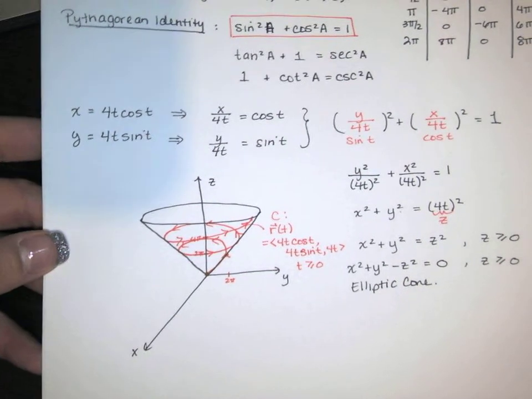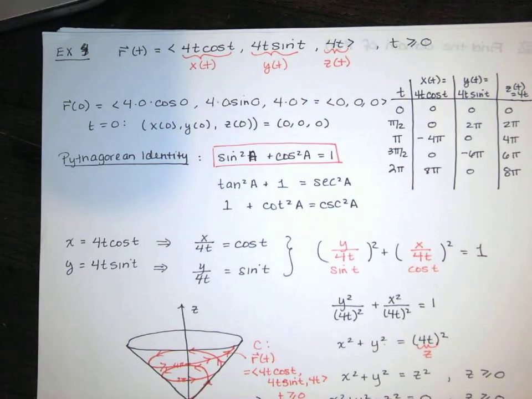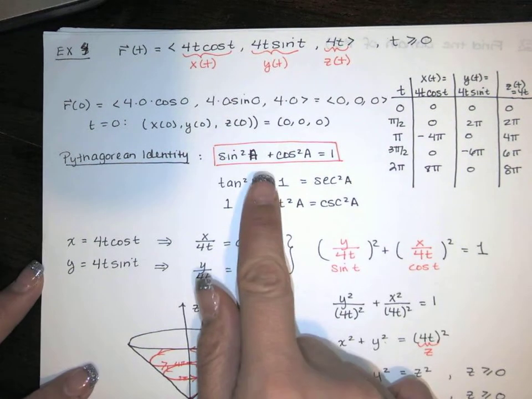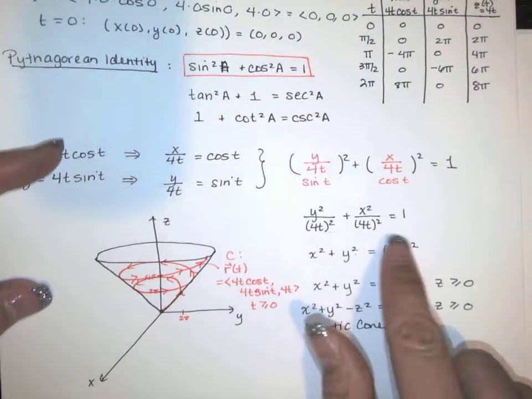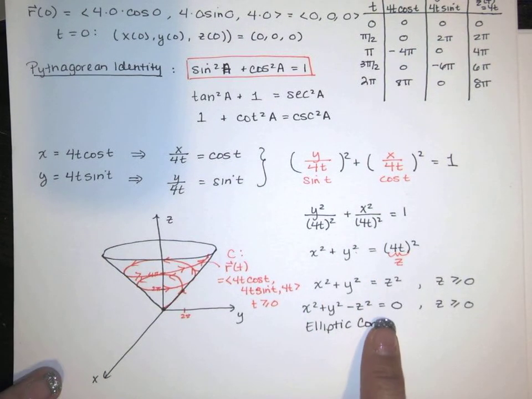Okay, that was a lot. Let's talk about what we just did. If somebody asks you to sketch a space curve, generally the way we're going to be able to sketch a space curve is we're going to eliminate the parameter t by showing that our space curve lies on some surface. Now, in this case, because this had a cosine and a sine in it, we were able to use the Pythagorean identity to get rid of the trig functions. And then we were able to do a little bit of algebra and see that we had a z over here. So this ended up being a cone.